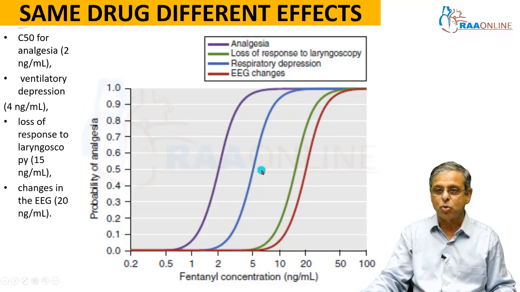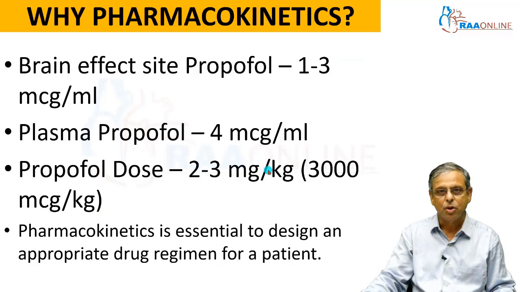And lack of response to laryngoscopy occurs at 15 nanogram per ml. And changes in EEG occur at 20 nanogram per ml. Therefore, we understand that the same drug for different endpoints has different C50. This is true for both narcotics as well as IV anesthetics. Why do we need to understand pharmacokinetics? Once again, taking propofol as an example.